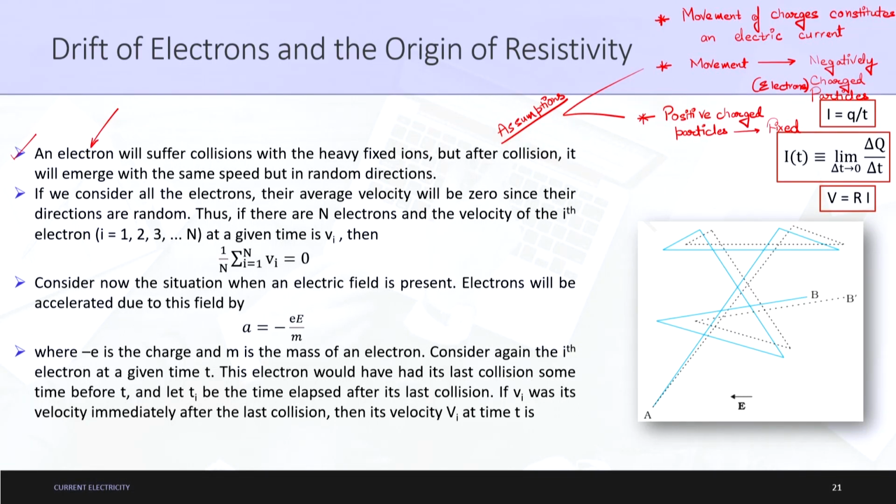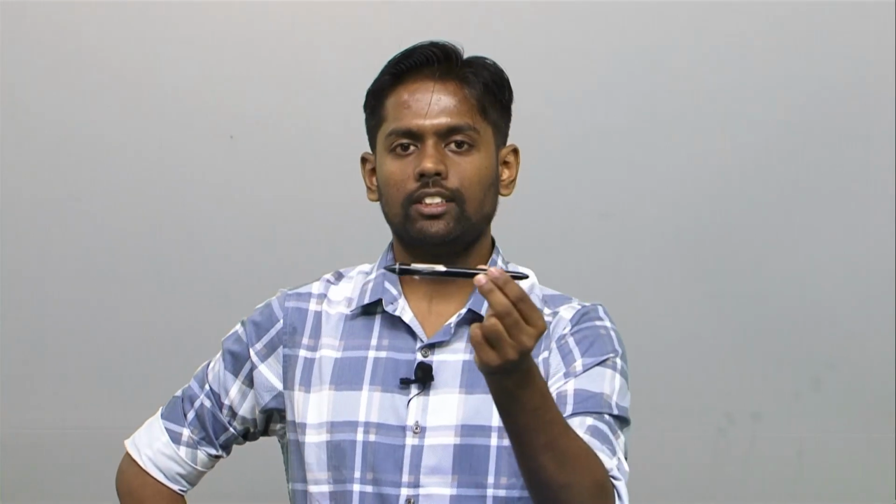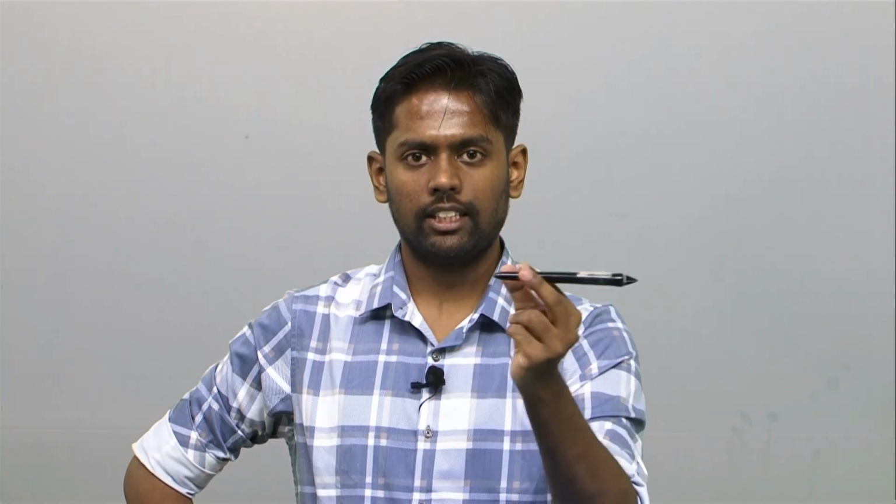Thus, if there are capital N electrons and the velocity of the ith electron at a given time is Vi, then the average of all the electrons is nothing but the addition of all the velocities. Because it is a vector quantity, if the velocity vector of one electron is in this direction, and another is in this direction, then the velocity gets cancelled out.